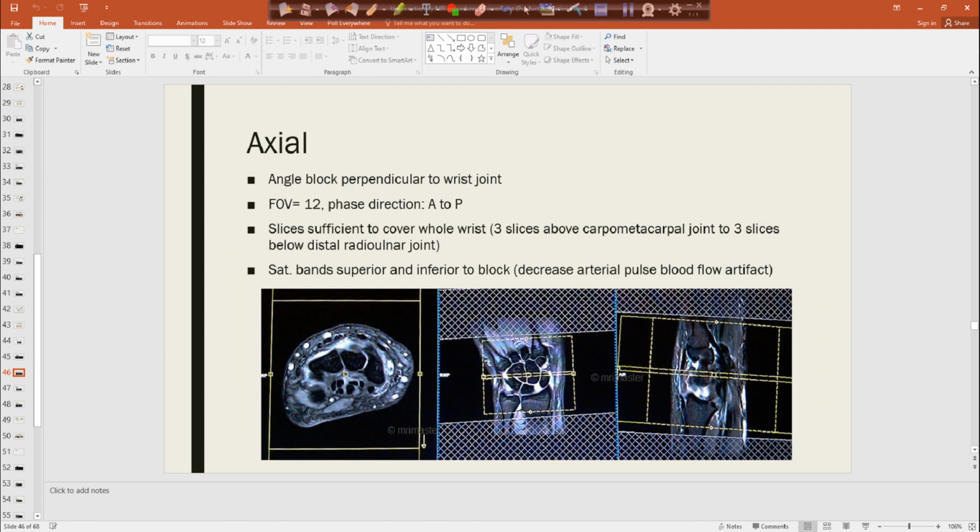It's a very small field of view. You do not need to get much of the radius and ulna, and you do not need to get much of the metacarpal bones. Okay? So really just focus and center everything right on those carpal bones. So make sure isocenter is right on those carpal bones. You could put a sat band on the fingers and on the radius and ulna to reduce our arterial blood flow artifact. We talked about that today in our flow talk.